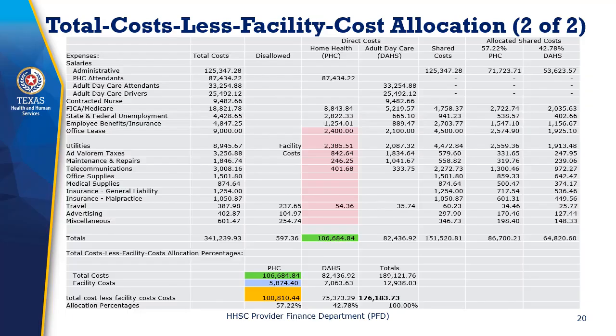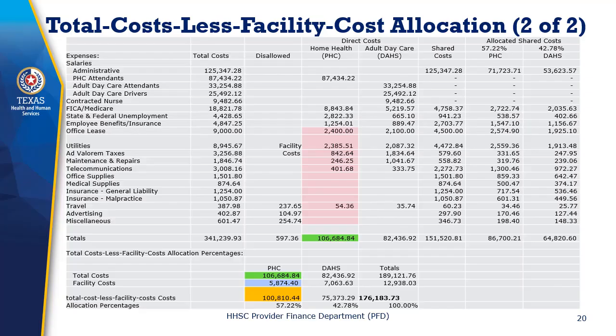In the facility costs row, for each contract, subtract the total facility costs of the contract from the total direct costs of the contract. The total direct costs for the PHC contract is highlighted in green. The total facility cost for the PHC contract is $5,874.40. The total direct cost for the PHC contract is $106,684.84. Subtract the total facility costs of the contract from the total direct costs of the contract, and you will get $100,810.44. This is highlighted in orange.